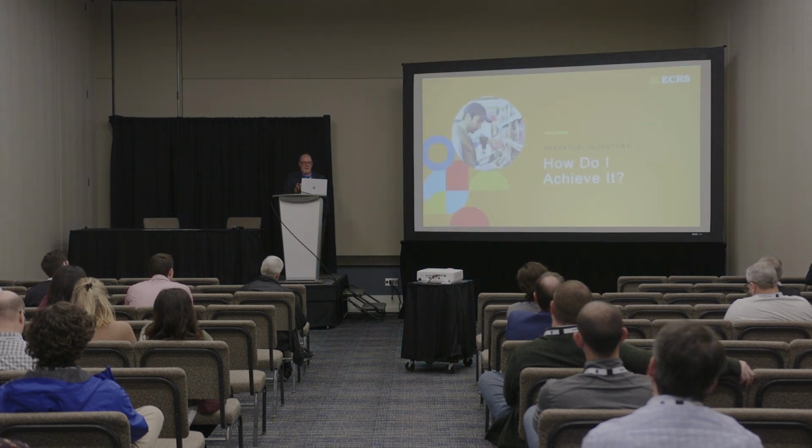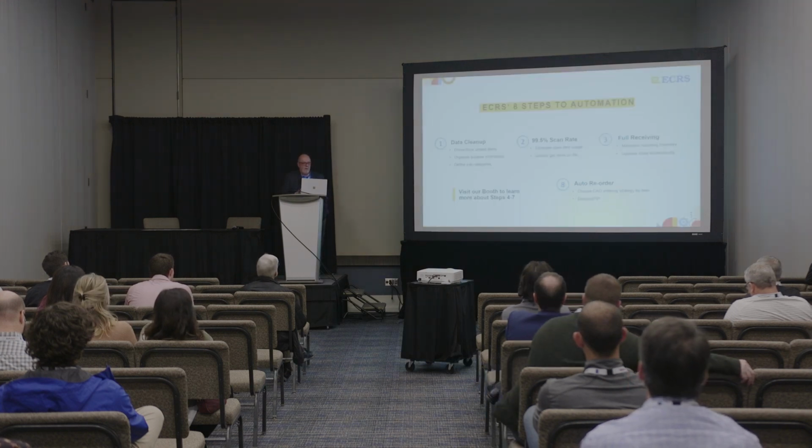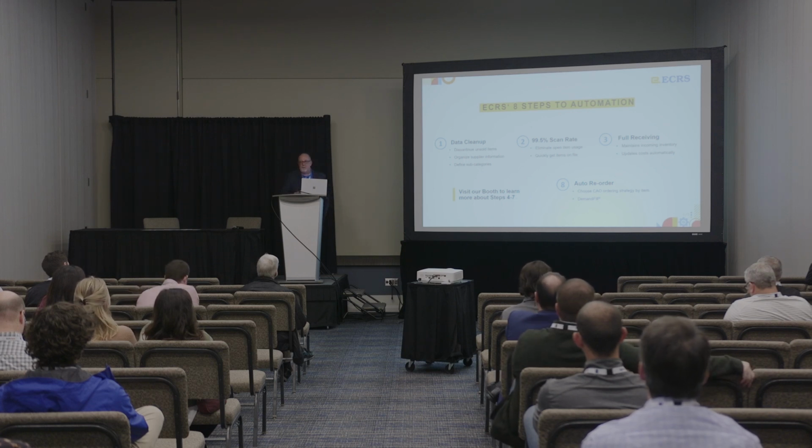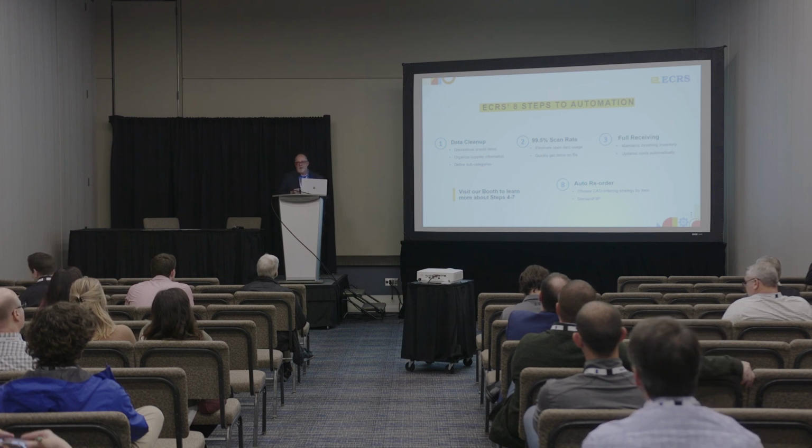So it all sounds great, wonderful, right? How do you do it? How do you achieve it? So we've come up with a process. We've actually been doing this process and helping customers achieve perpetual inventory for a little over 20 years now. And we call it our ECRS 8 Steps to Automation. Now you'll notice, if you can count, I only have 4 on there. That's because this presentation is usually about a 45-minute to an hour presentation, and I had to cut it down to 25 minutes.